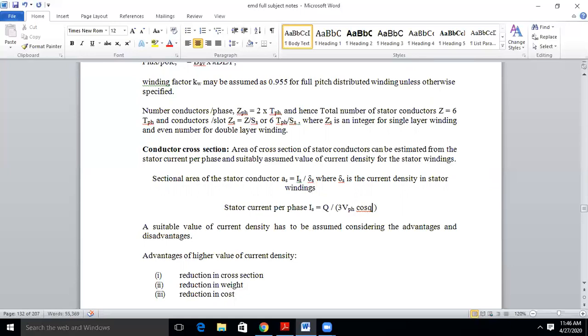Whatever the stator current per phase is, it is given by Q divided by 3 V phase cos phi. A suitable value of current density has to be assumed.